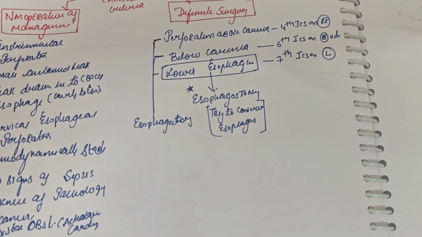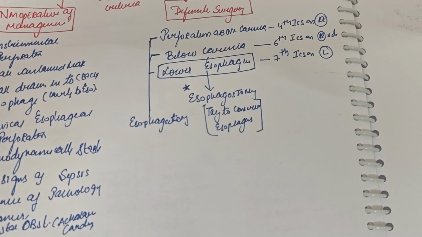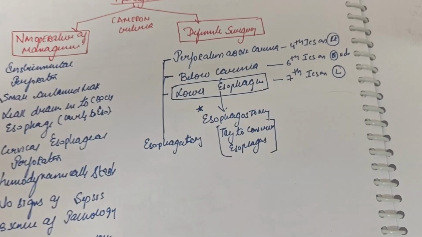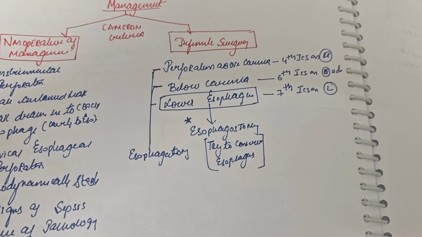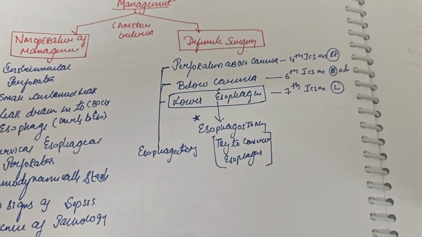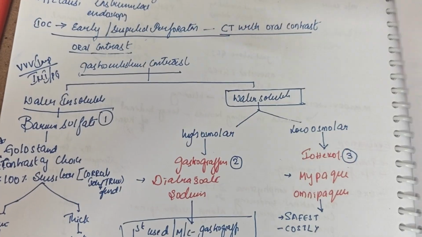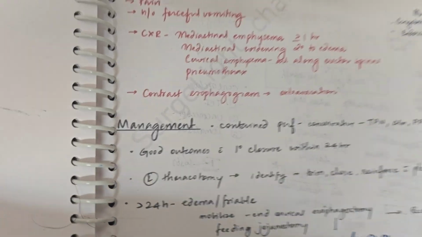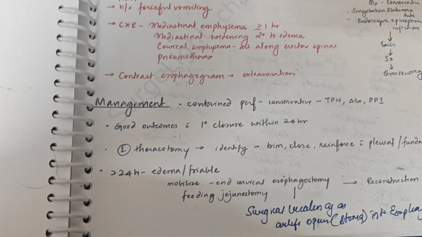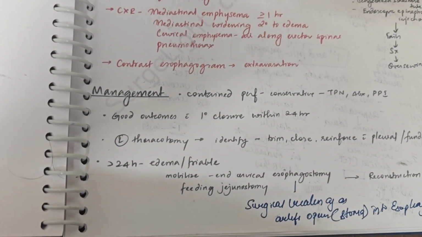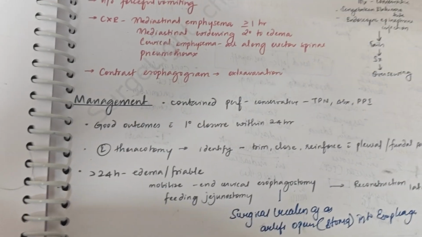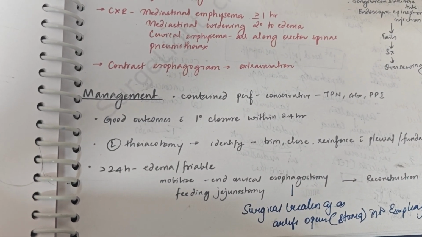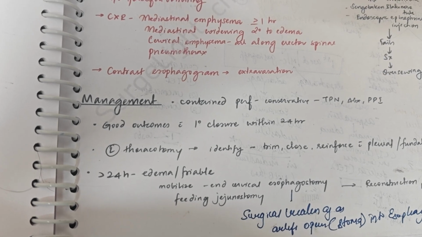We're going to try to conserve the esophagus. So remember that: above the carina is 4, then you have 6 and 7. Both above are on the right, and this one is on the left. Say, for example, you have a contained perforation, you do conservative management, you give TPN and PPI, proton pump inhibitors, and good outcomes. Primary closure comes within 24 hours, which I already discussed.